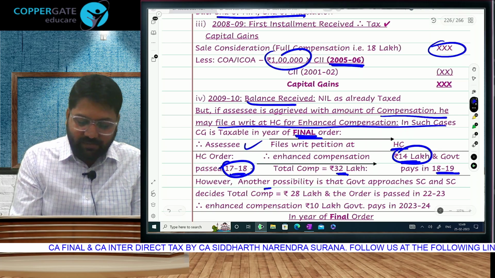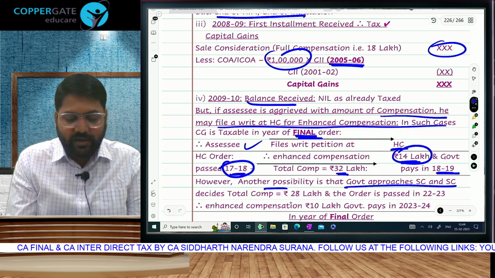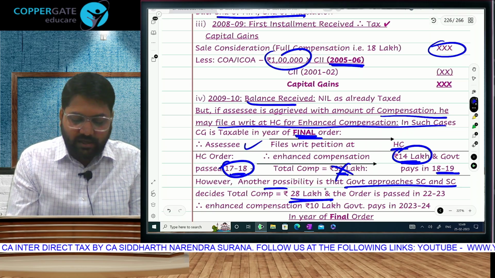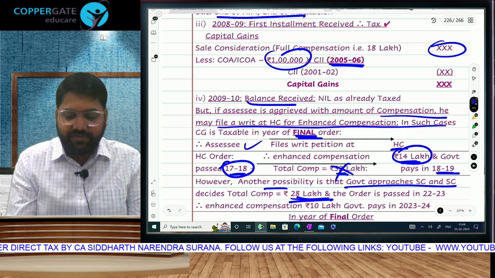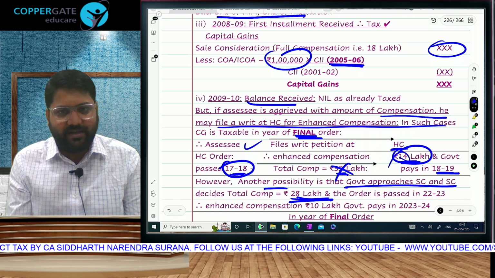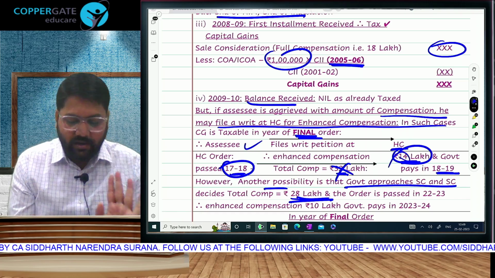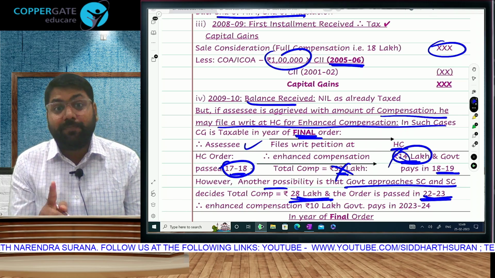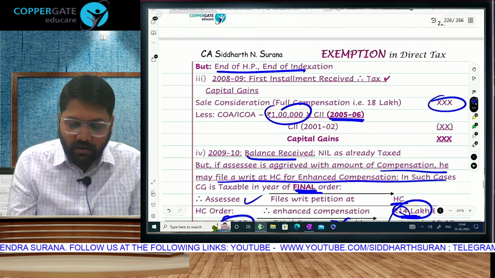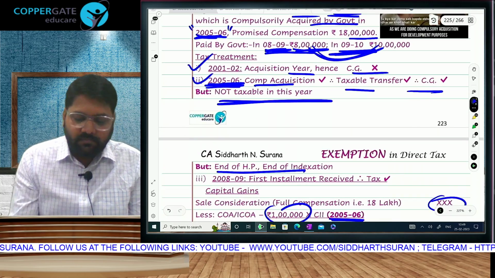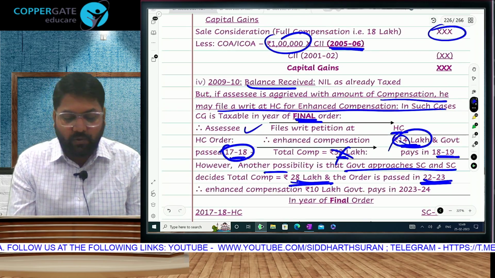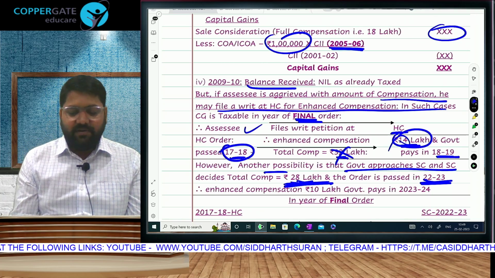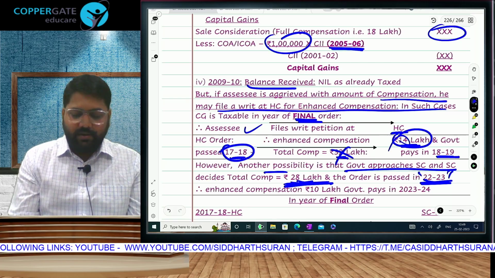But there is another possibility that the government goes to Supreme Court and Supreme Court decides the total as 28 lakhs. So, not 32 but 28. So, first of all, on this 14 you don't have to pay tax if the government has gone to Supreme Court. Wait for the final order. Now, the final order is coming in 22-23. On this final order, you have to pay tax on the extra 10 lakh. How 10? Earlier it was 18. 32 is cancelled because we went to Supreme Court and Supreme Court decided 28. So, the extra compensation of 10 lakh rupees will be taxed in the year of passing of the order, and the government has obviously paid you.